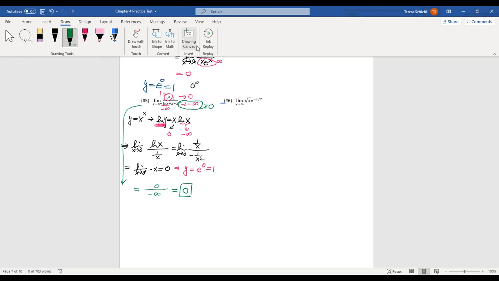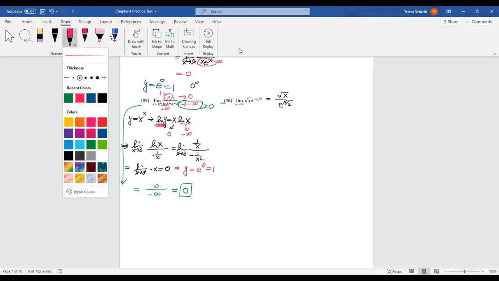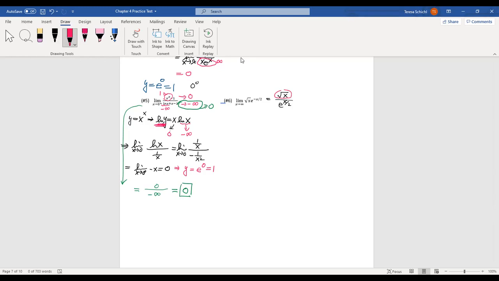Now let's take a look at number 6 here. This is x e to the negative x over 2. Let's try to get rid of the negative exponent. So this is square root of x over e to the x over 2, right? Let's take a look at what this one is as x approaches infinity. This approaches infinity, and this approaches infinity. Because the exponent is extremely large, I have infinity over infinity.